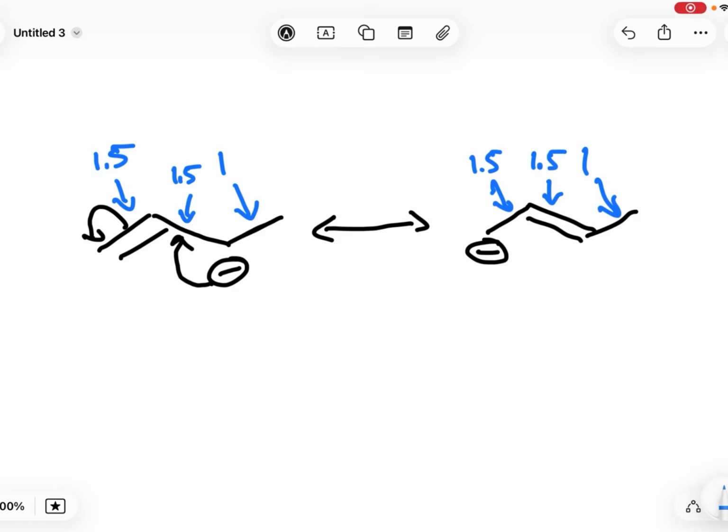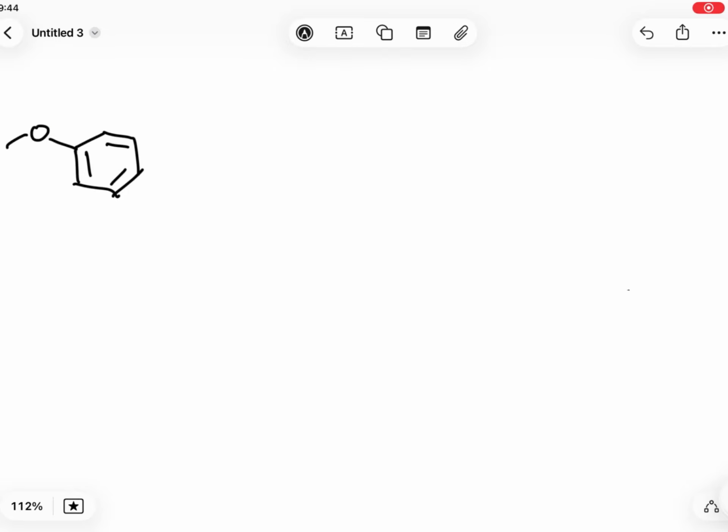Now, if we had a double bond that didn't participate in resonance between these 2 structures, that would have a bond order of 2. Similarly, a triple bond that didn't participate in resonance, for example, that would have a bond order of 3. Okay, so let's draw the resonance structures of this methoxybenzene.